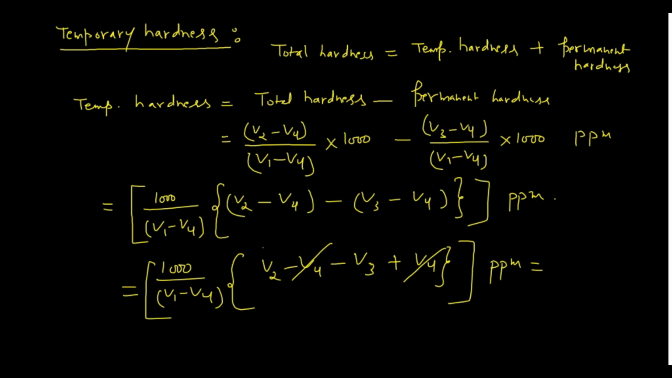This is what you are left with: V2 minus V3. So you will write here V2 minus V3. In the denominator you are having V1 minus V4. And this is multiplied by 1000, this much of ppm. So you are having three different kinds of expressions, and I can summarize all those expressions here.